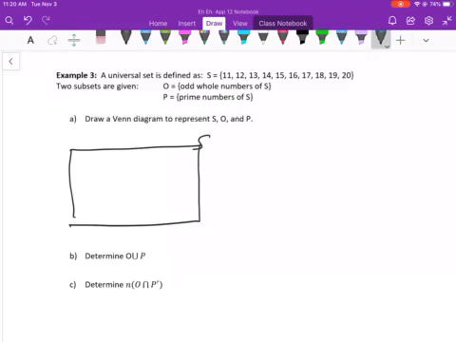Sometimes we may want to write S is equal to the set of X such that 11 less than or equal to X less than or equal to 20, X is an element of the integers. Really, what this says is X is greater than or equal to 11, but less than or equal to 20, and X is an integer number. Exactly what we've said here. X is an integer between 11 and 20.